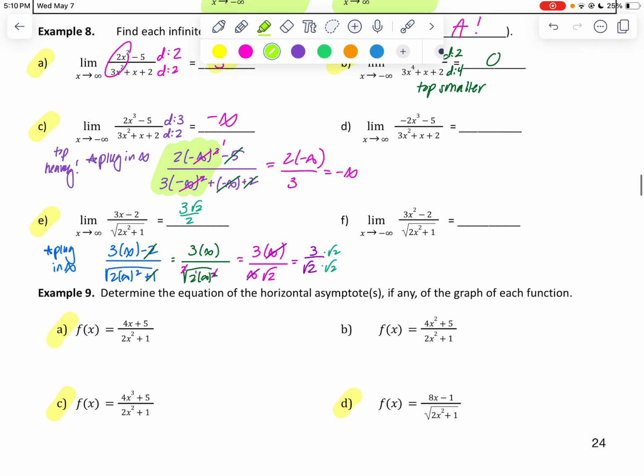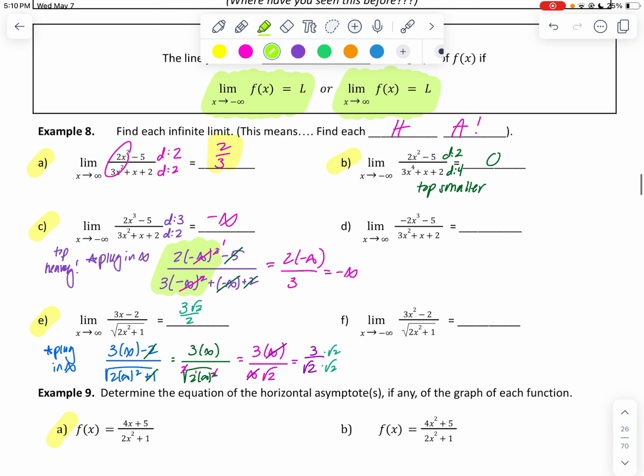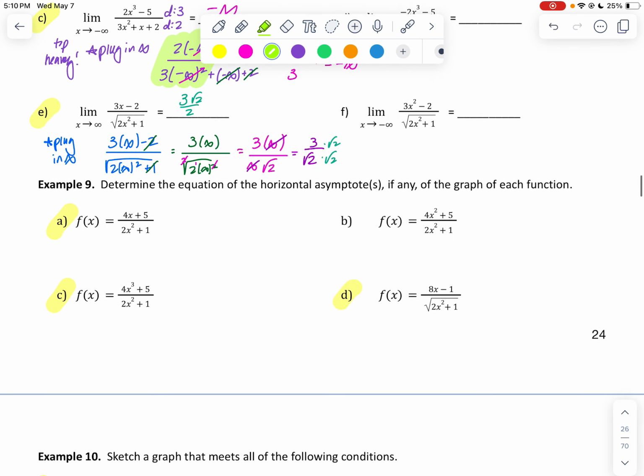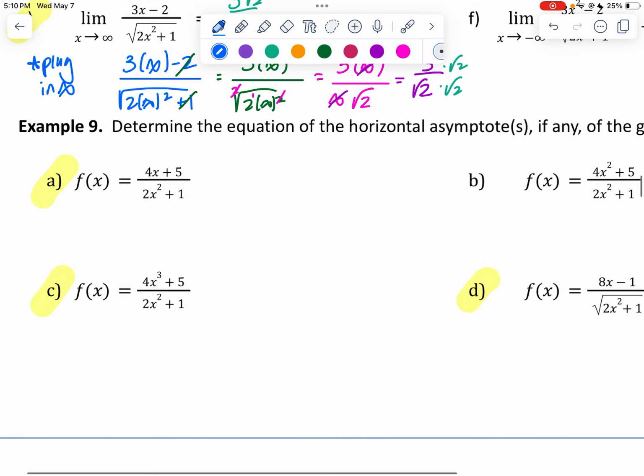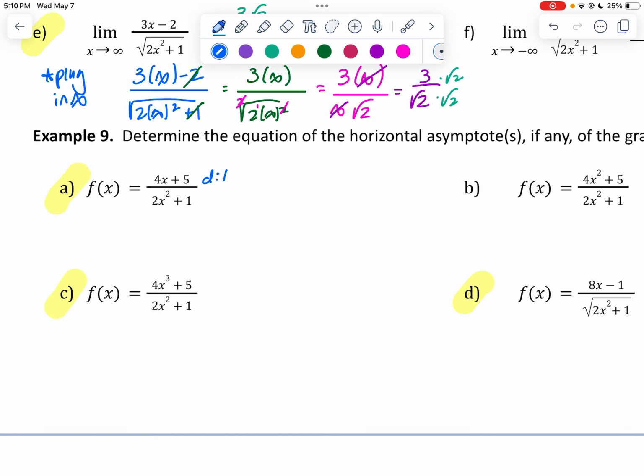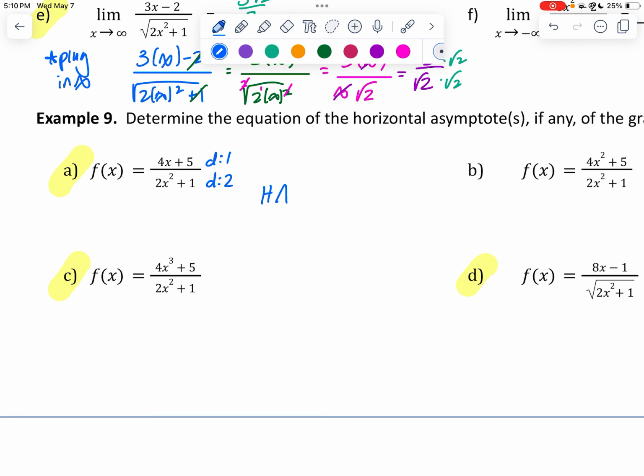All right, example 9. You guys can go ahead and do DNF on your own. Example 9 says determine the equation of the horizontal asymptotes, if any, of the graph of each function. Okay, so again, I'm looking at the degrees. For part A, I'm degree 1 on top, degree 2 on bottom. Top is smaller, so then I have a horizontal asymptote at y is equal to 0.